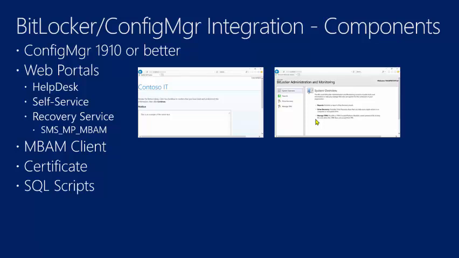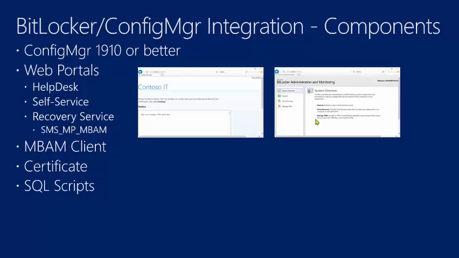Now, in terms of components, these are the components that make up BitLocker integration into Configuration Manager. You need Config Manager 1910 or better, as we stated. You really want 2010 or 2103 when it releases. You want to stay current. You need the web portals, and really there are three web portals. There's the help desk web portal and the self-service web portal. Those are the ones that get the main play when we talk about web portals.